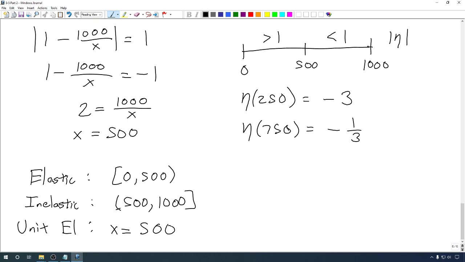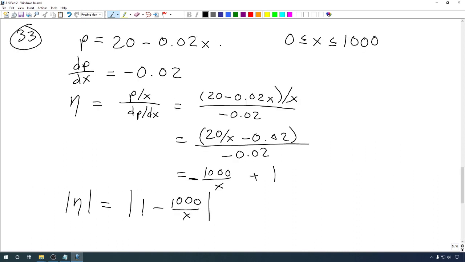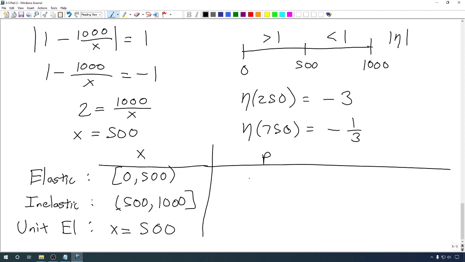Now, we could also talk about what the price is in these cases. This is specifically what our x values are. What are the limits on our price there? Well, when our demand is 0, when x is 0, we have a price of just 20. When x is 500, this is 20 minus 10, so we actually have a price of 10. So our interval here is from 10 to 20, not including 10. This is where p equals 10 for unit elasticity. And for inelastic, we have from 0 to 10. It's the other side of it.